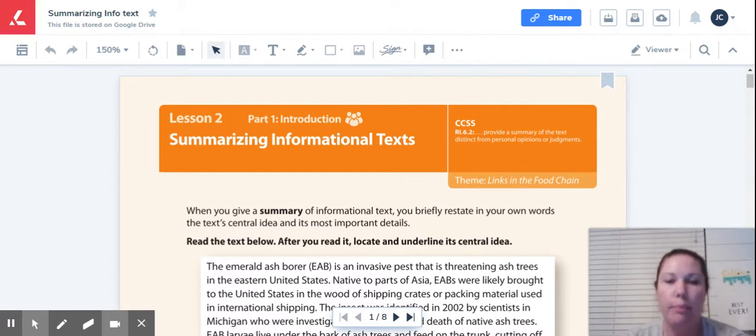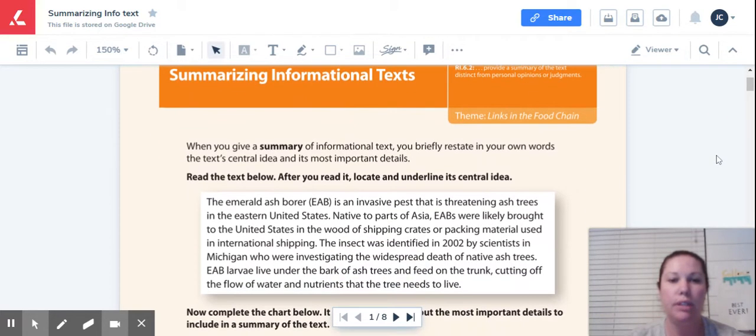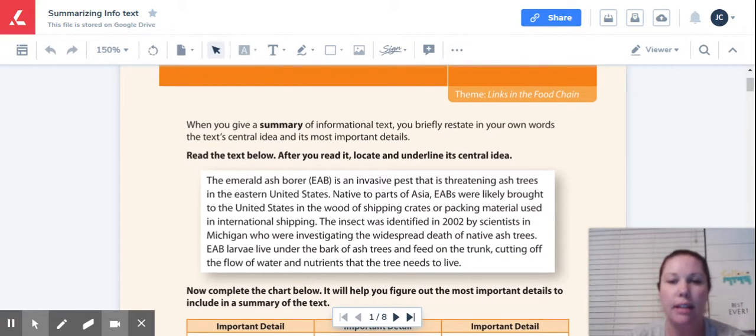Okay, so we have been working on central idea and supporting details. And the reason why we've been working on that is because doing the central idea and supporting details allows us to actually create a summary. So if we read on the top of page 11, it says, when you give a summary of informational text, you briefly restate in your own words this text's central idea and its most important details.